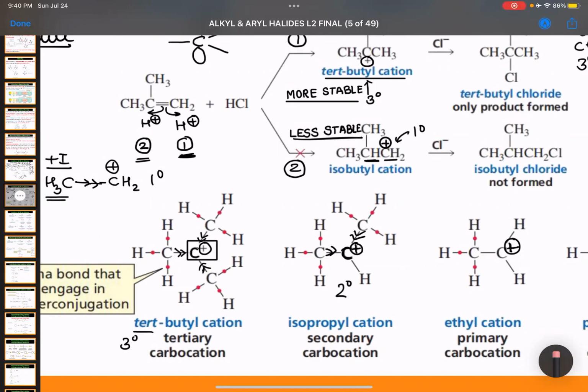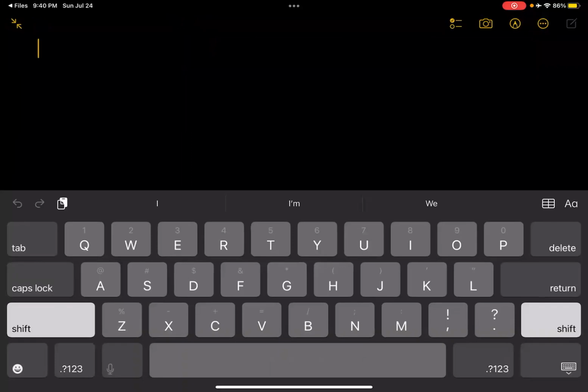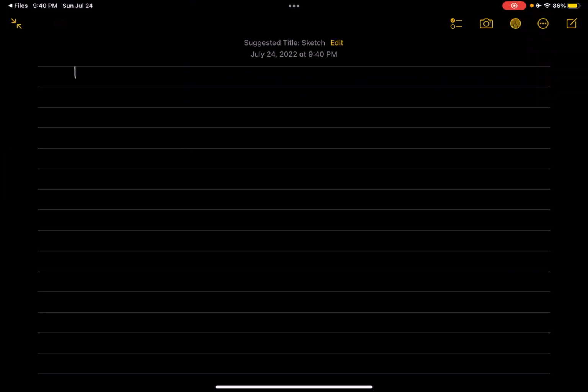Another reason which leads to the stability of carbocation is hyperconjugation. All these things will be useful for you guys in your complete organic chemistry. So what is hyperconjugation? Tell me quickly. Who is going to explain to me? Yeah. Samira, Darshan, Pavitra.